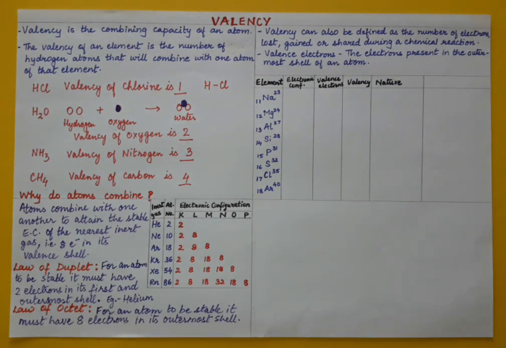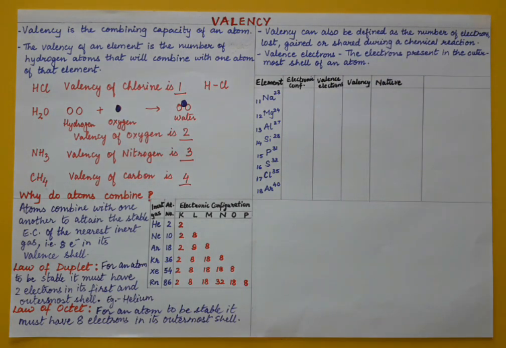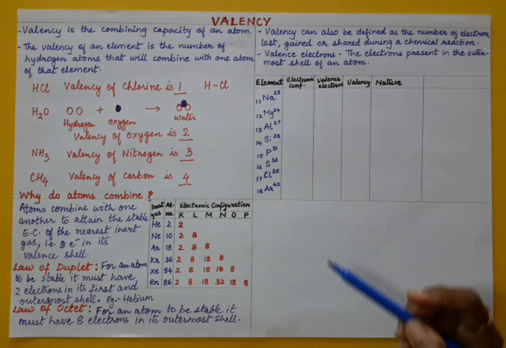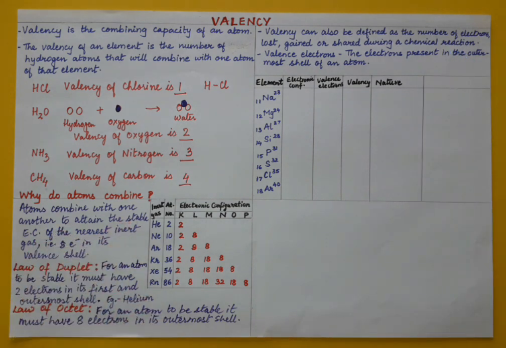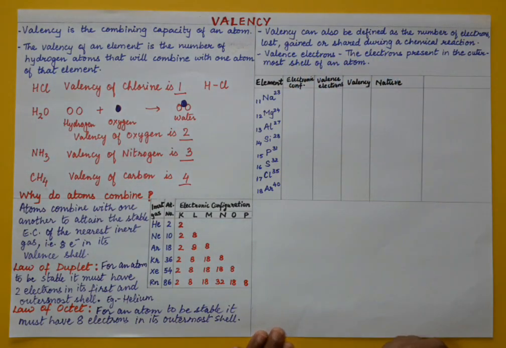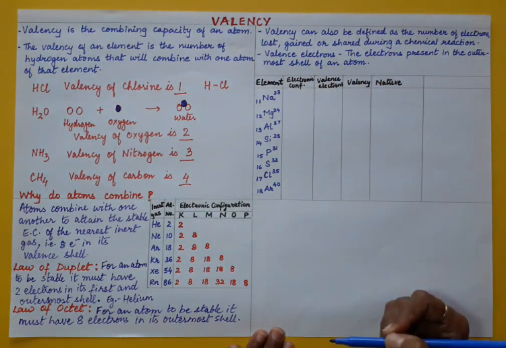Now let us see what is the second definition of valency. Valency can also be defined as the number of electrons lost, gained or shared during a chemical reaction. Other than the 6 elements, all the rest of the elements in the periodic table are not stable. Now to become stable, they have to either lose electrons, gain electrons or share electrons, right? So to understand this, we have to understand all this.